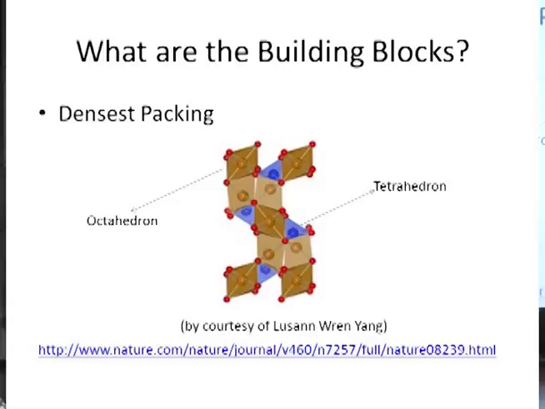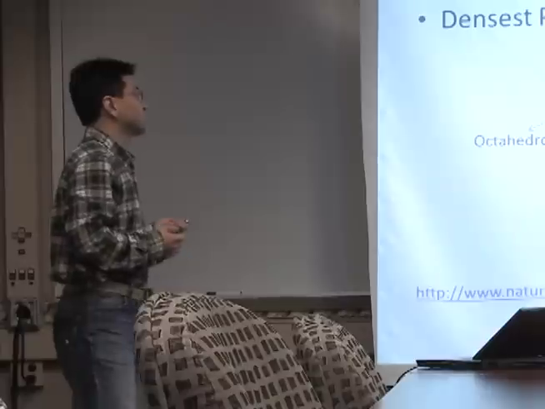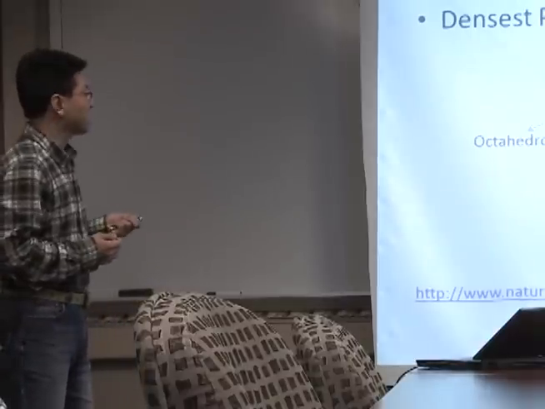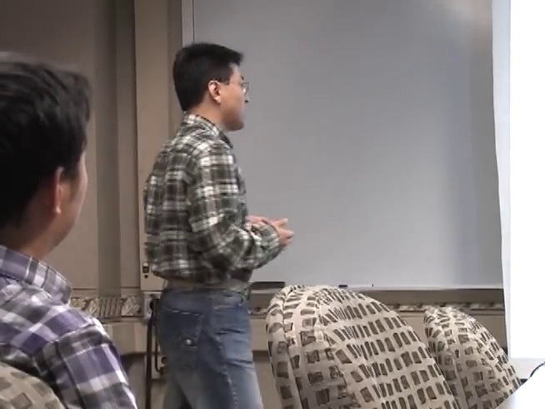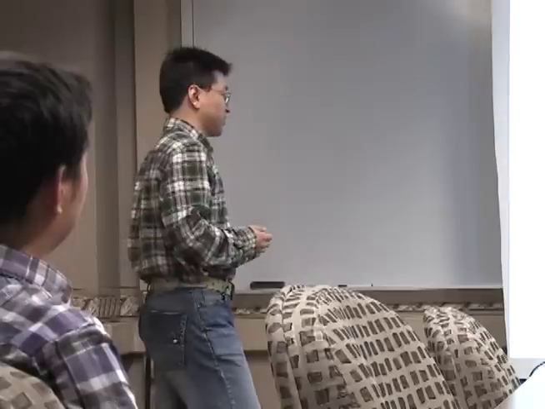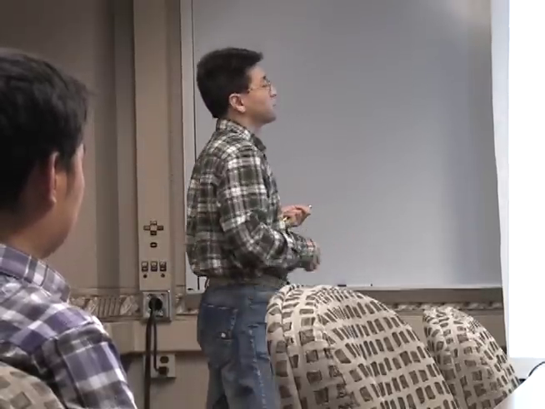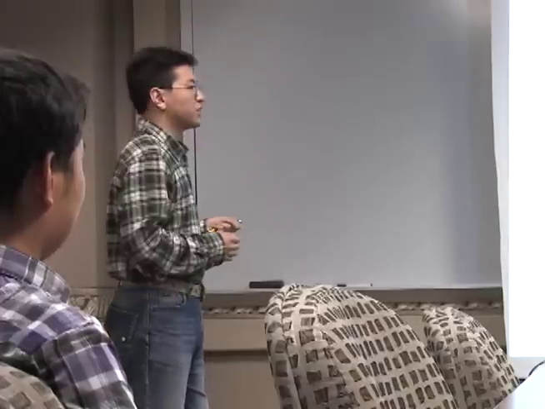Okay? So densest packing is a traditional problem in statistical mechanics. But they are using a given set of building blocks like octahedron and tetrahedron. These are all platonic solids, and there is a paper published on how to use an energy minimization technique to pack these building blocks.